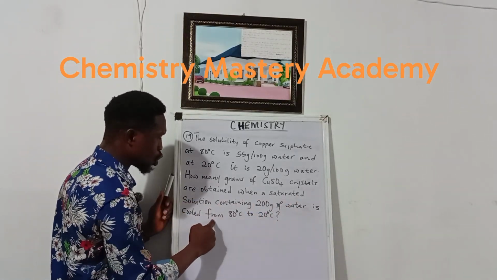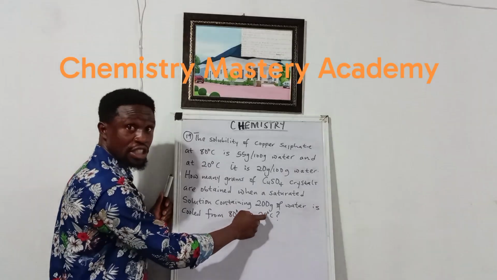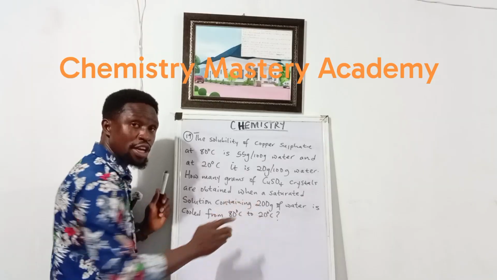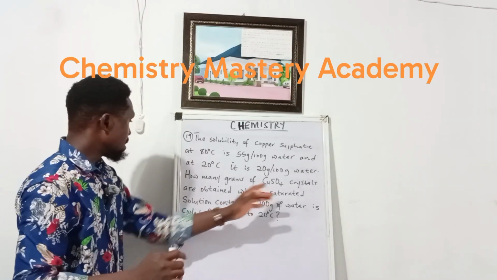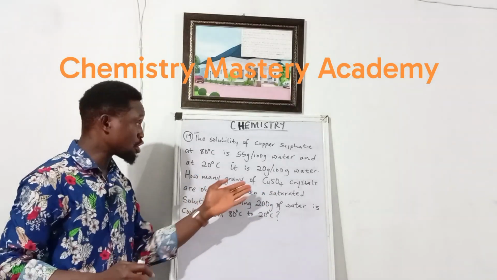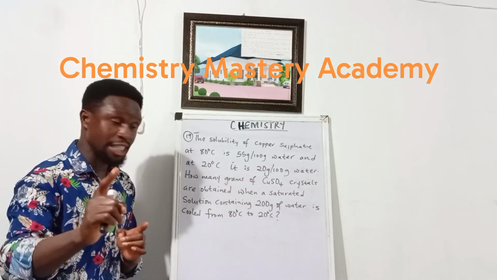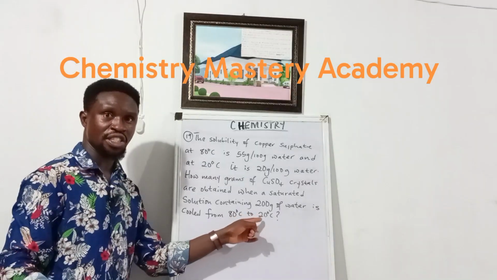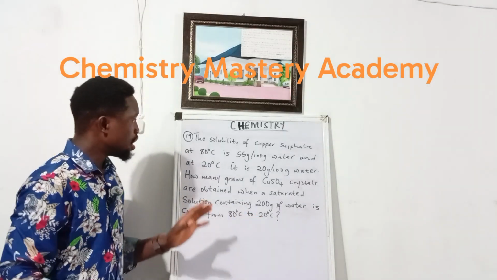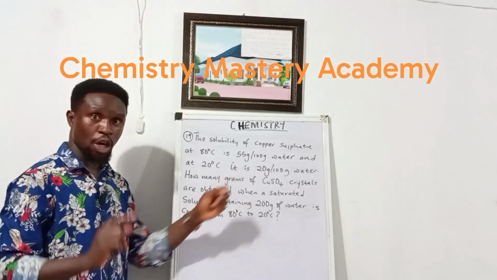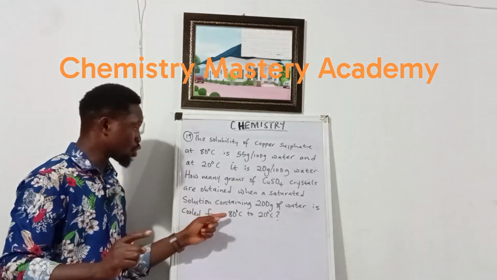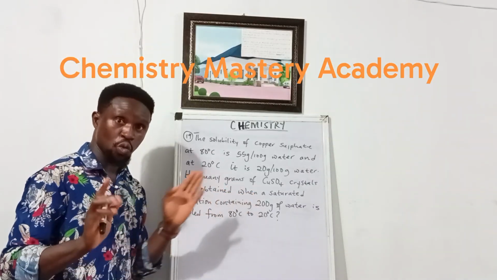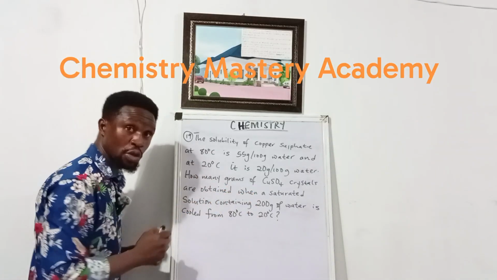They said it is cooled from 80 degrees Celsius to 20 degrees Celsius, right? But now they are saying 200 grams. First of all, let's look for the mass of CuSO4 that will be obtained in 100 gram when cooled from 80 degrees Celsius to 20 degrees Celsius. All right? The mass of copper sulphate that will be obtained when cooled from 80 degrees Celsius to 20 degrees Celsius in 100 gram of water. Right? So, how do we do that?